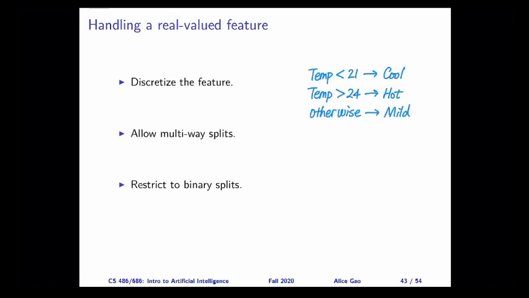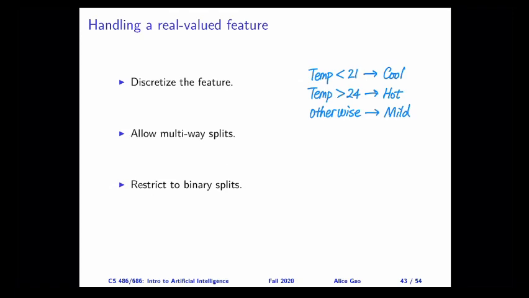Here's an example. Take temperature again. Let's define three ranges. If the value of the temperature is less than 21, then we'll say that the temperature is cool. If the value of the temperature is greater than 24, we'll say that the temperature is hot. Otherwise, if the temperature value falls in the middle, then we say that the temperature is mild.